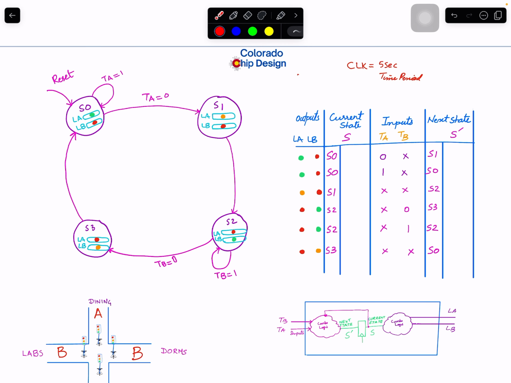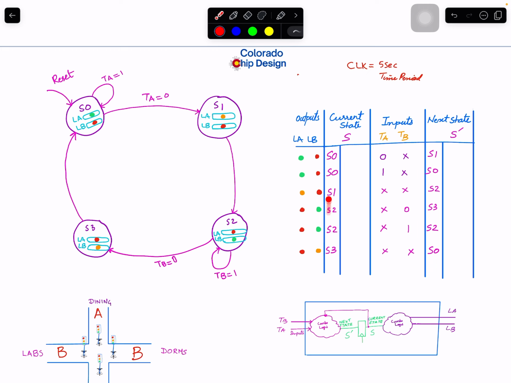Okay, so when this one is S1, it's simple. Doesn't matter what TA, TB are, we will go to the next state S2. When we are in S2, there are two possibilities: TB is 1, TB is 0. When we are at S2 and TB is 1, we stay at S2, and when current state is S2 and TB is 0, move to S3. When we are in S3, it doesn't matter what TA, TB are, we go to S0. So basically we have explained this now by using 0s and 1s for T and B. And these things you already know.